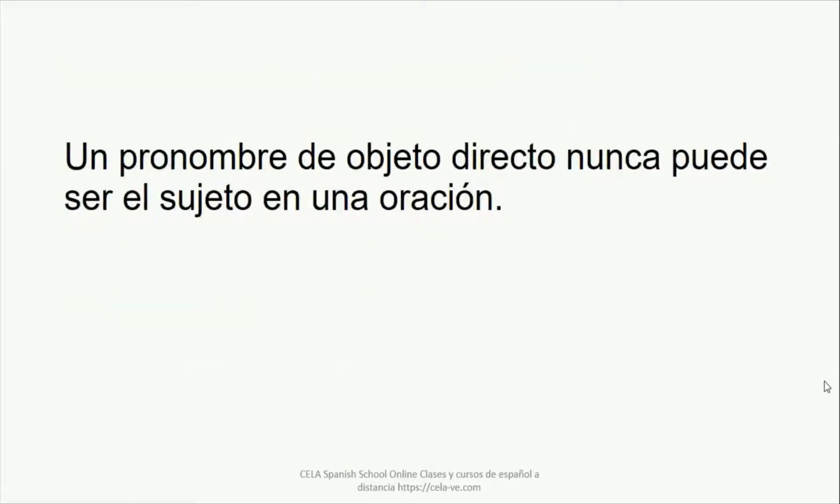Now, I want to explain something very, very important. It is a mistake that we correct very often. An object pronoun like lo, la, los, las, le, les, me, te, nos, os can never be the subject in a sentence. Let's see an example.